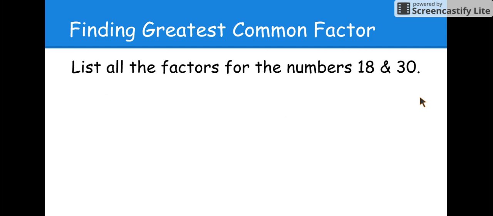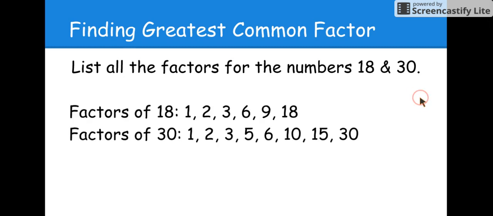Finding the greatest common factor. List all the factors for the numbers 18 and 30. So the factors of 18 are 1, 2, 3, 6, 9, and 18. The factors of 30 are 1, 2, 3, 5, 6, 10, 15, and 30.